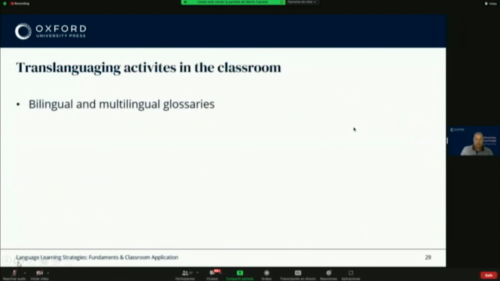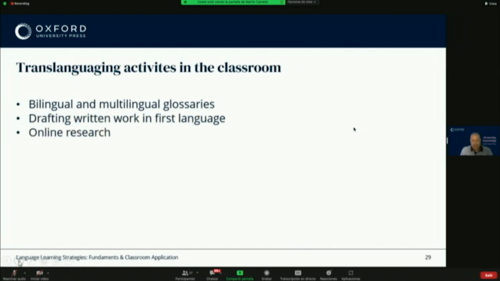For example, when we talk about having our students build bilingual and multilingual glossaries, it's translanguaging, but it's a strategy. Drafting written work in the first language: they have to build a text in the second language, but they can draft it in their own language. So this is one activity that is a strategy, and people do learn through this. But we need to have the willingness to apply it. Online research also, group discussions.